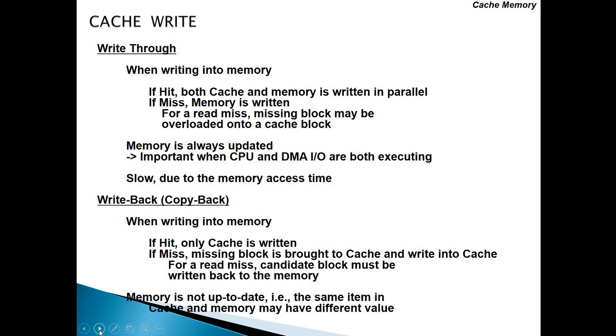In cache, there are 2 techniques. One is write through cache, another one is write back cache. First, we'll see about write through cache. If there is a hit, both cache and memory are written in parallel. If there is a miss, memory is written. In write back cache, if there is a hit, only cache is written. If there is a miss, the missing block is brought to cache and written into the cache.